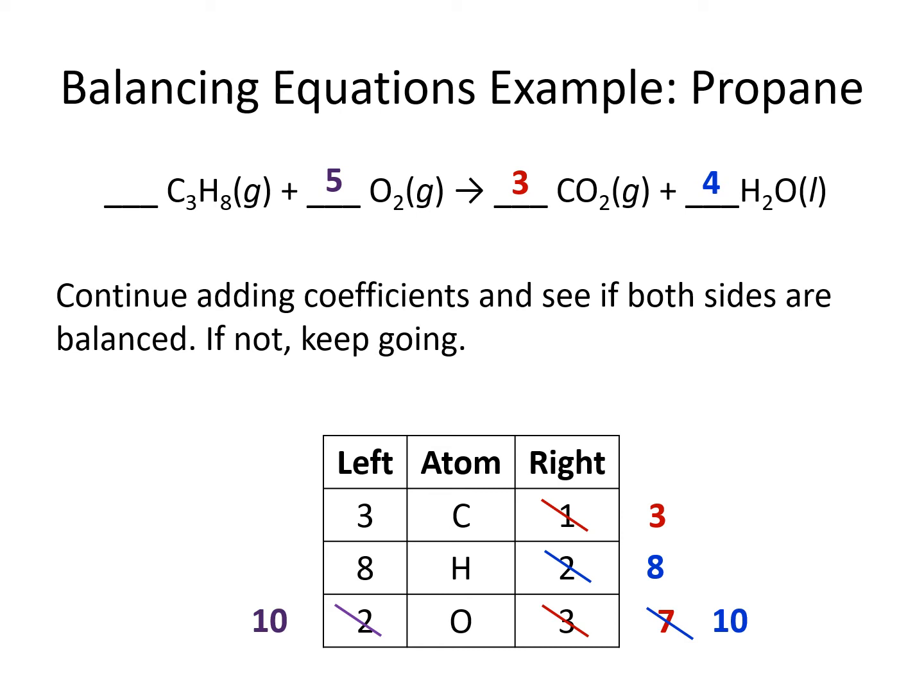Since all the counts match on the left and right sides, this is our balanced chemical equation for propane. There would be an understood 1 in front of the propane, a 5 in front of the oxygen, a 3 in front of the CO2, and a 4 in front of the water.